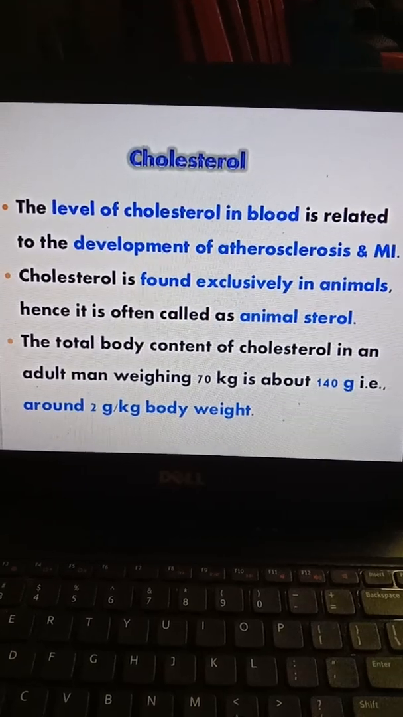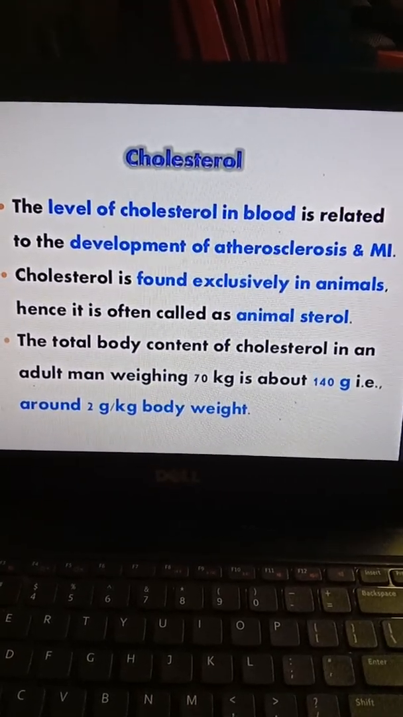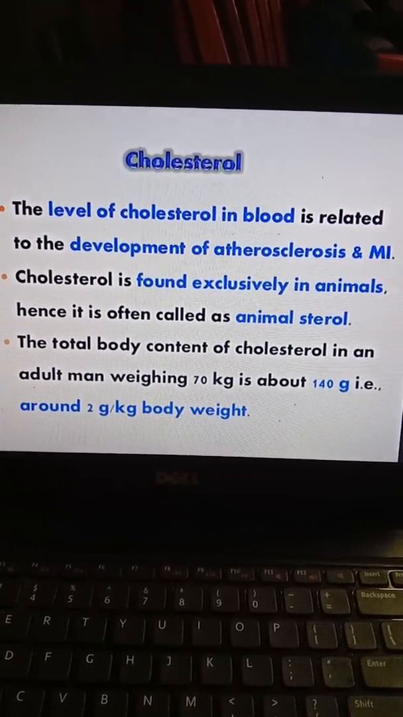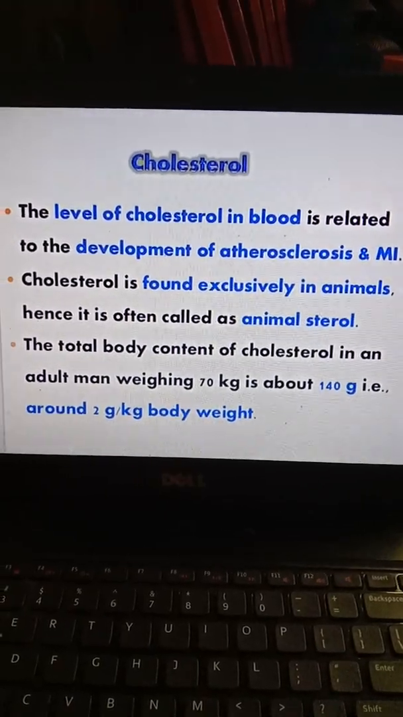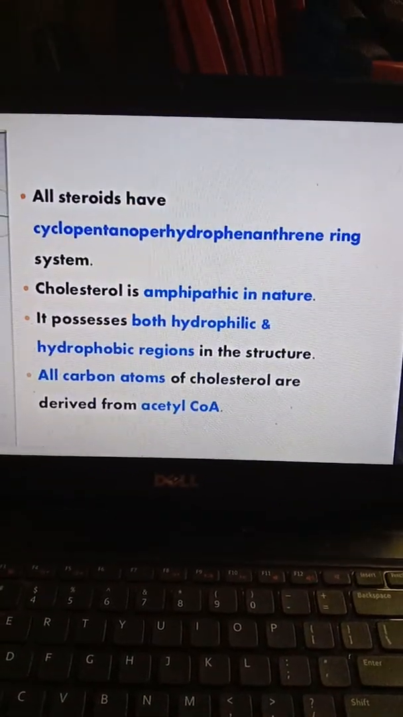So the total content of body cholesterol in a man weighing about 70 kg is about 140 gram, around 2 gram per kg body weight.